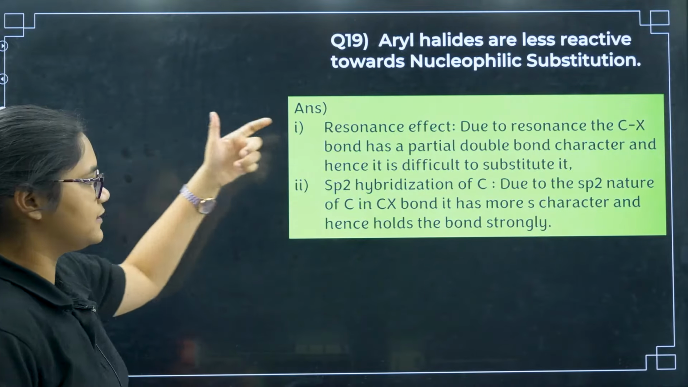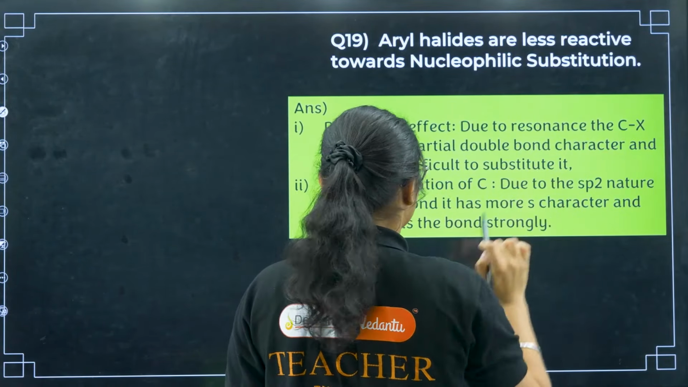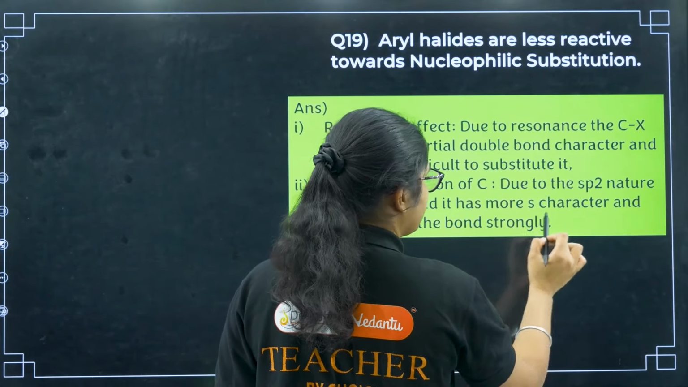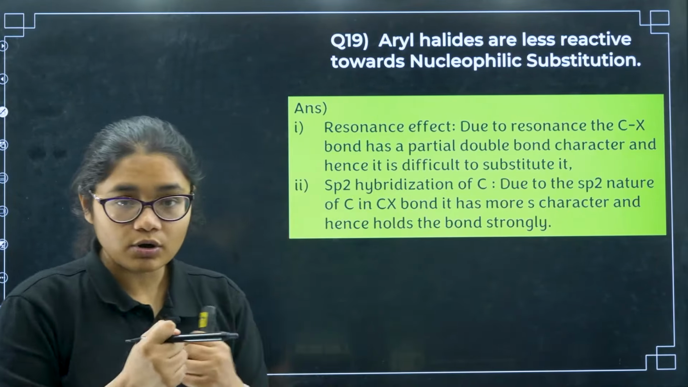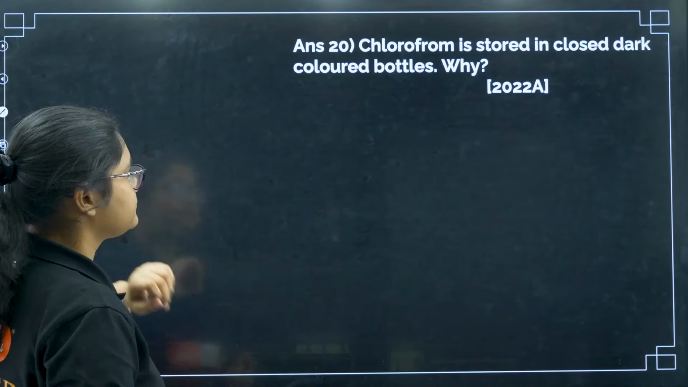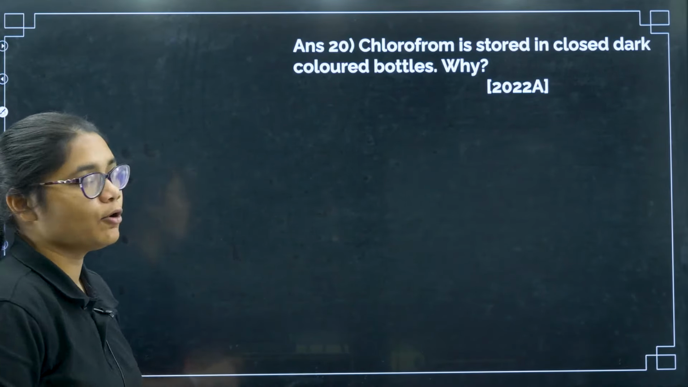So you can write it like this, resonance effect. Due to the resonance, the C-X bond has a partial double bond character, and due to the sp2 nature of carbon in C-X bond, it has more s character and hence holds the bond very strongly. Okay, last question. Chloroform is stored in closed and dark colored bottles. Why?